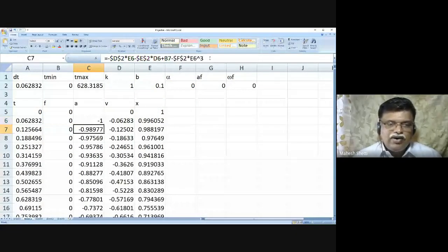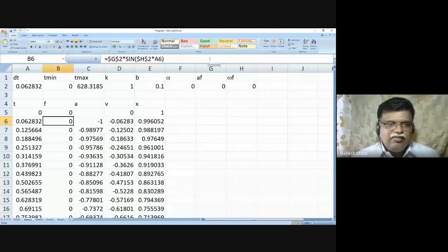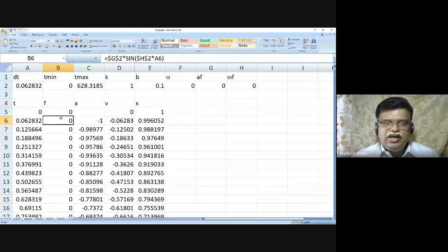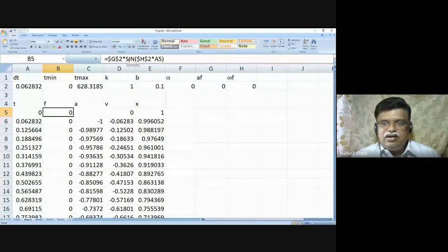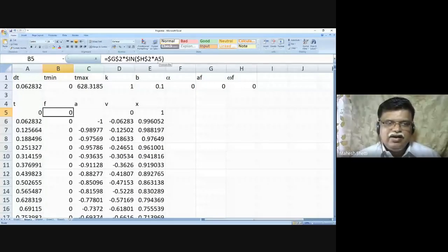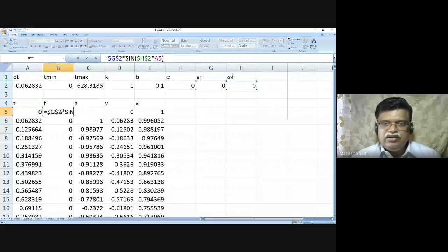What is this B6 term? The B6 term is nothing but the driving force, and you can see that force term is the amplitude times sine of omega f times t, where A phi is t. If I click here, you see which cells get selected: the amplitude of the force and omega f multiplied by t. Right now I'm keeping the driving force amplitude 0 and omega also 0, and what we shall get is the damped harmonic oscillator.